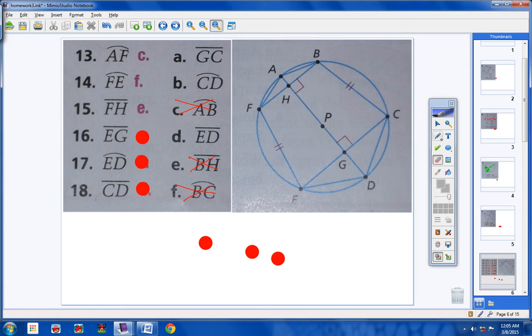Alright, let's continue on to number 16, segment EG. Well, let's see. Here's segment EG right here. Now, notice again, students, we have a diameter right here, and that diameter is perpendicular to a chord. Anytime a diameter is perpendicular to a chord, it's going to cut the chord in half. So this segment is congruent to this segment. So EG is congruent to GC, or CG. Letter A, GC.